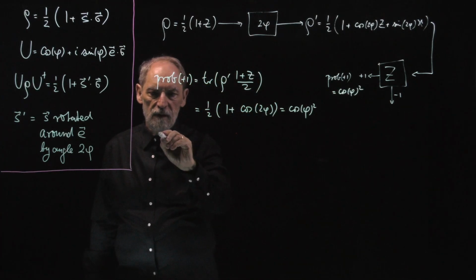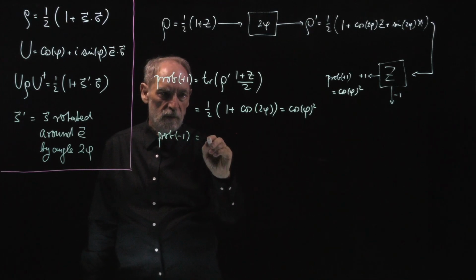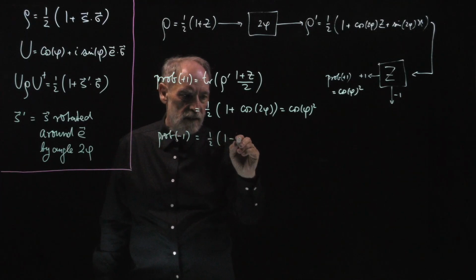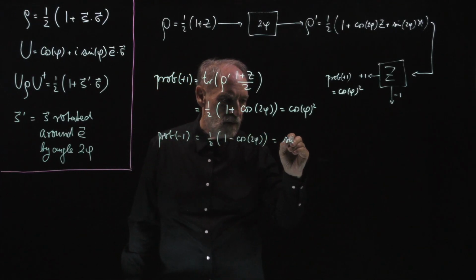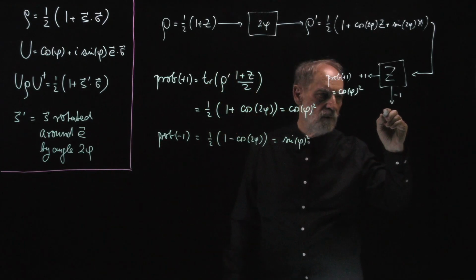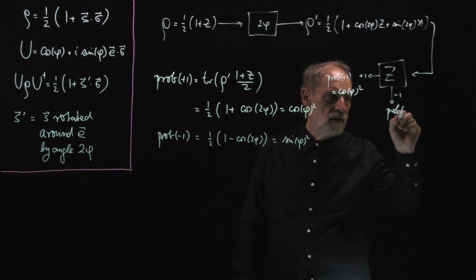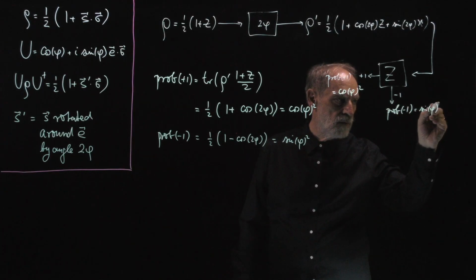And then the probability for getting the outcome -1 will be half of 1 minus the cosine of 2 phi, the sine of phi squared. And of course, the two probabilities add up to 1, so the probability for this result is sine of phi squared.